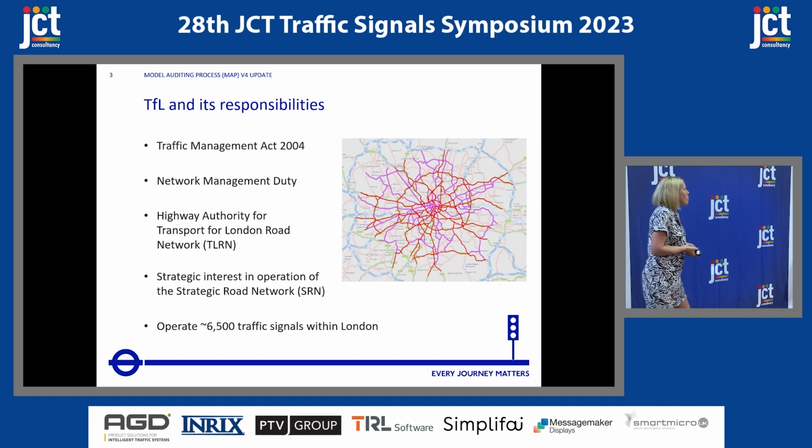So, we're the local network authority for London. We've got a network management duty over the TLRN, so that's shown in red, if I remember rightly. And then we also have an interest in the SRN, shown in pink, although that's under the control of the local boroughs. And there's about 6,500 traffic signals under our authority as well.